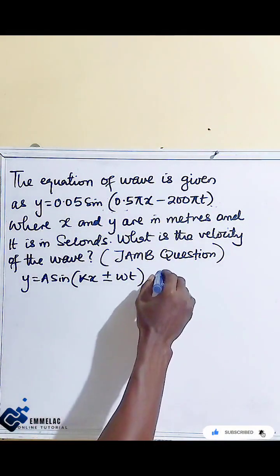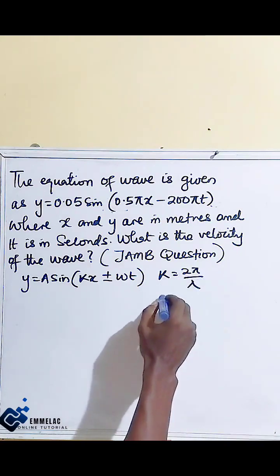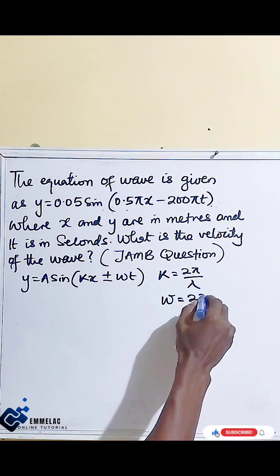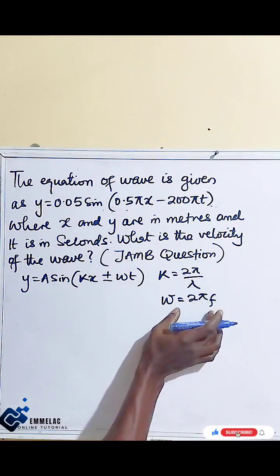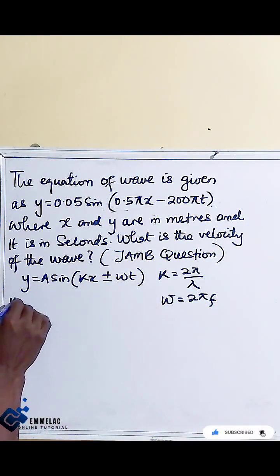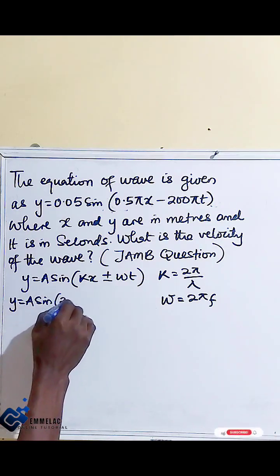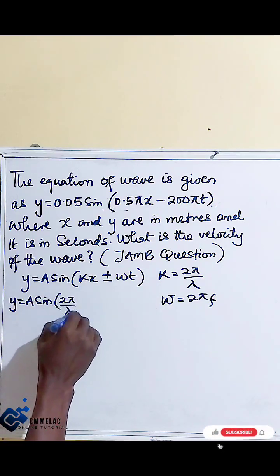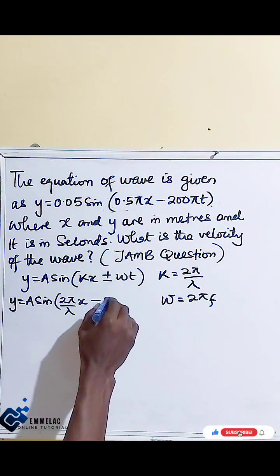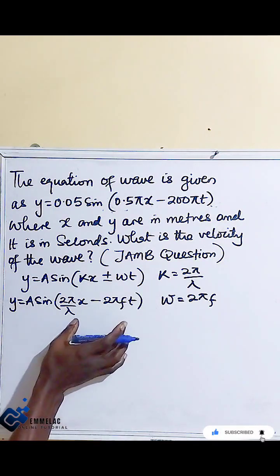Now let us know that k here equals 2 pi all over lambda, and our angular velocity equals 2 pi f. So if you plug this expression into the above equation, you have that y equals a sine, a is the amplitude, 2 pi all over lambda x. Then since it is minus, you have minus 2 pi f then t. Okay, now let us connect this.